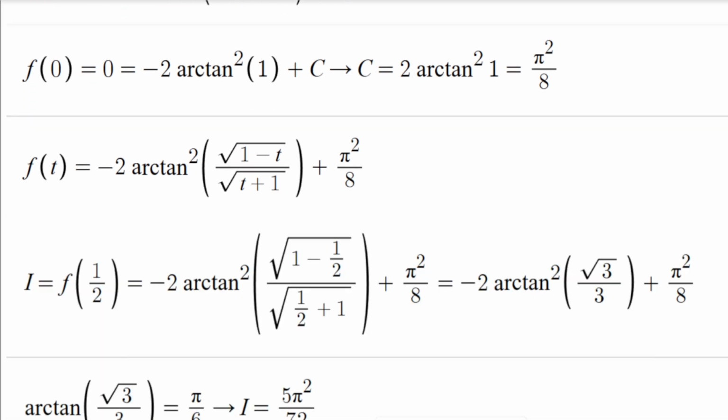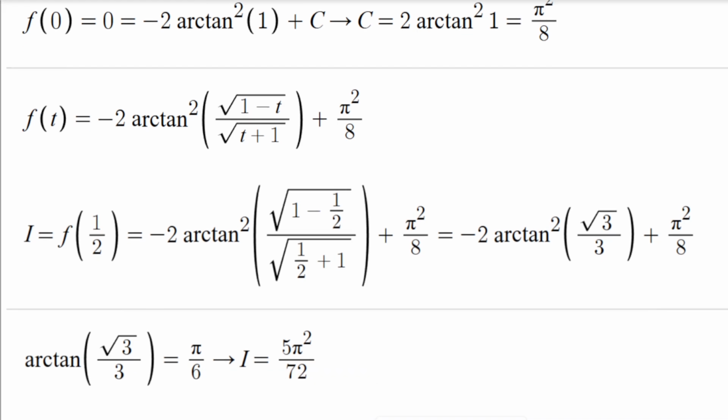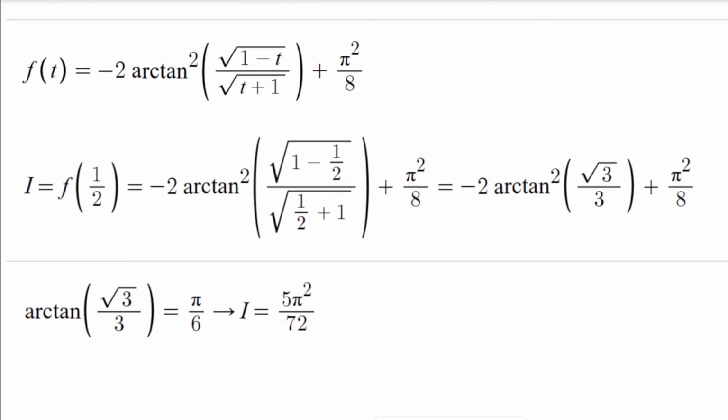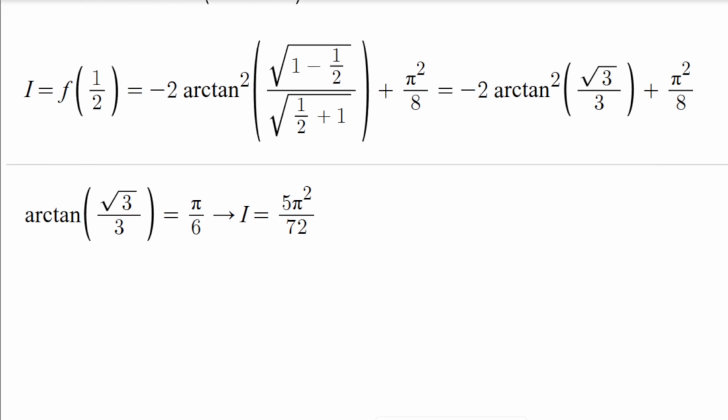And now we are done. All we have to do is plug in 1/2 for t, and that is the answer to our integral. And there's some simplification that needs to happen. If you plug in 1/2 for t, obviously this is what you get by just directly substituting it, but that is going to simplify to square root of 3 over 3. And the arctangent of square root of 3 over 3 is pi over 6. So if you create the common denominator and subtract those fractions, you're going to see that our original integral is just 5 pi squared over 72.